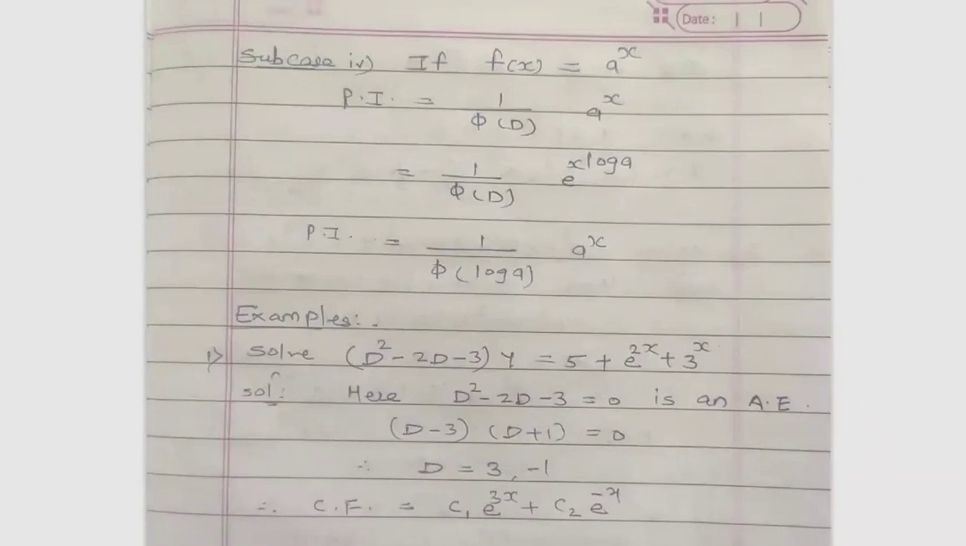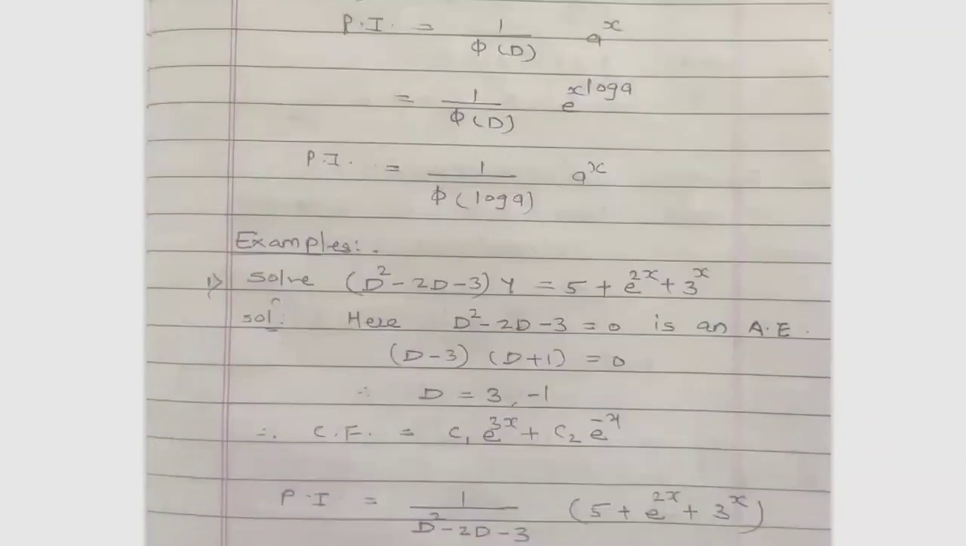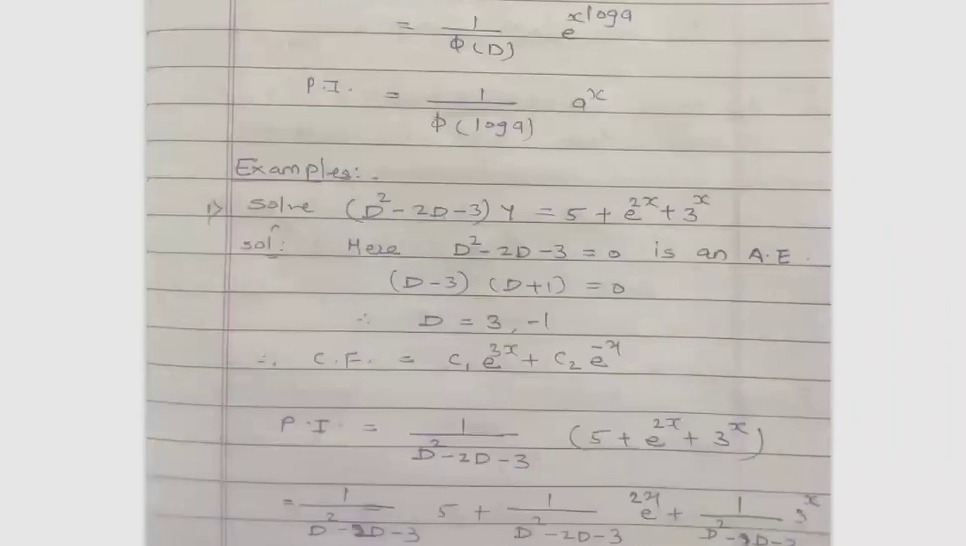Now the examples on type 1 or case 1. First example: solve D square minus 2D minus 3 into y is equal to 5 plus e raised to 2x plus 3 raised to x. Now this is the reduced form of phi of D into y is equal to f of x. Here, D square minus 2D minus 3 is equal to 0 is the auxiliary equation. It is a quadratic equation, so it has two factors. We can write it as D minus 3 into D plus 1 is equal to 0. Minus 3 plus 1 addition is minus 2, and the multiplication of minus 3 and 1 is minus 3. So the factors are D is equal to 3 and minus 1.